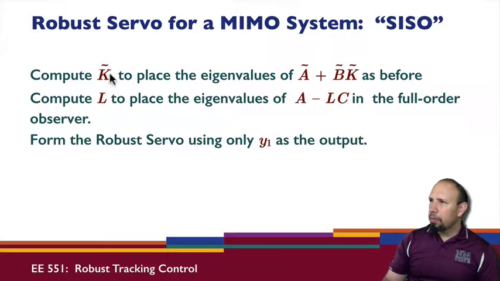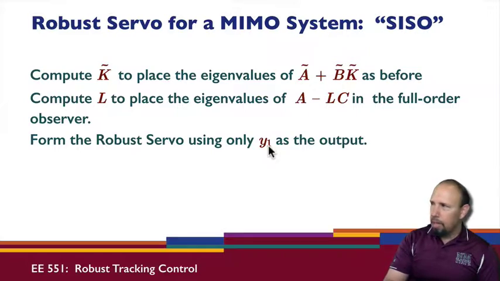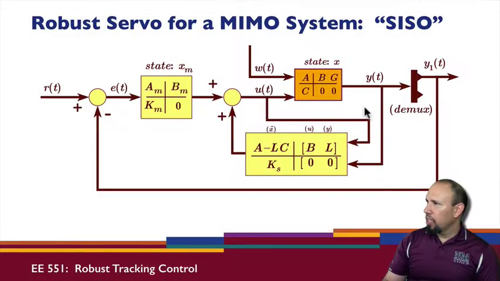So we can still take K tilde to place the eigenvalues of A tilde plus B tilde K tilde as before, and we can use L to place the eigenvalues of A minus LC in the full order observer, but we would form the robust servo using only Y1, for example, as the output of the system. That is, it looks like this. So Y1 is used. The full Y can be used in forming the observer, but only Y1 is used. That's one approach. That is, we're only trying to track one signal here. So this is the tracking and disturbance rejection problems.